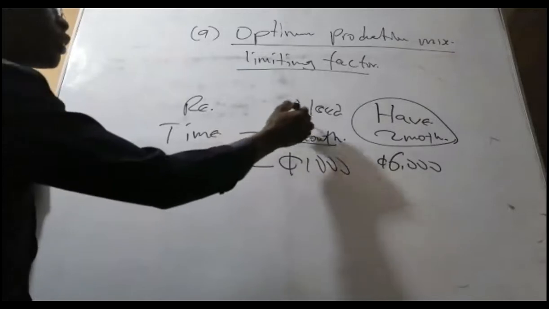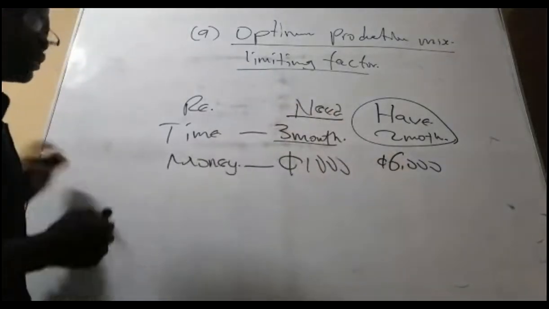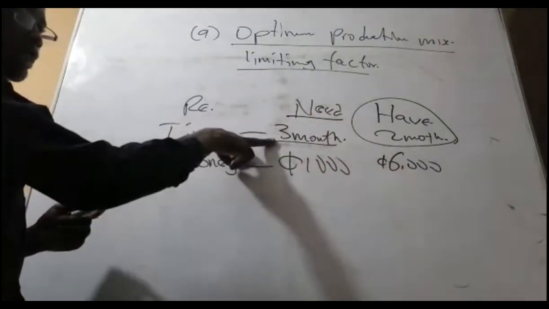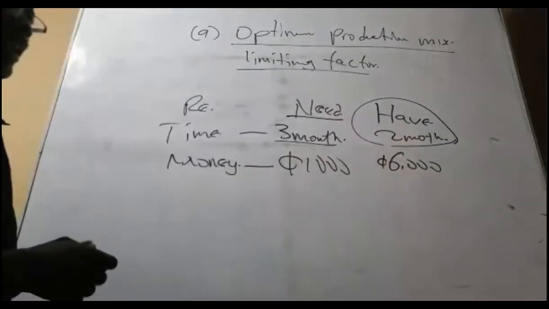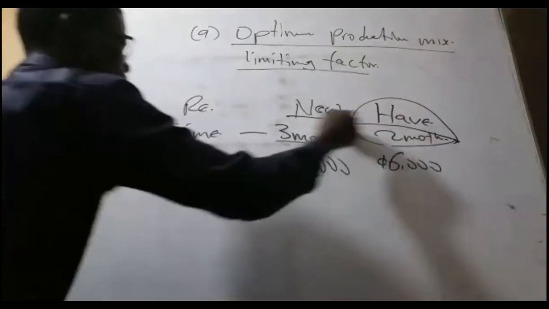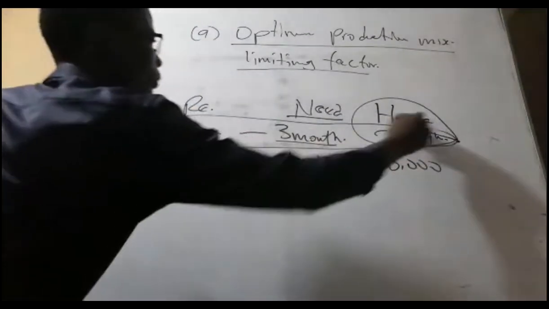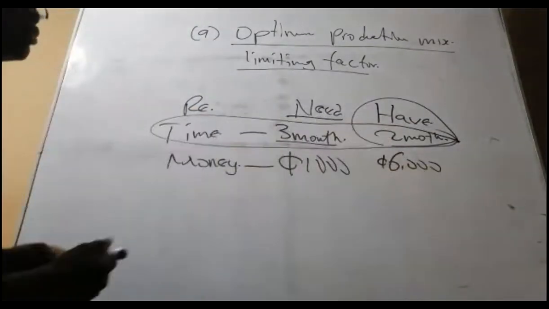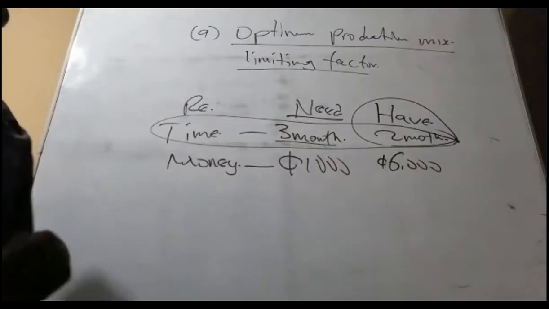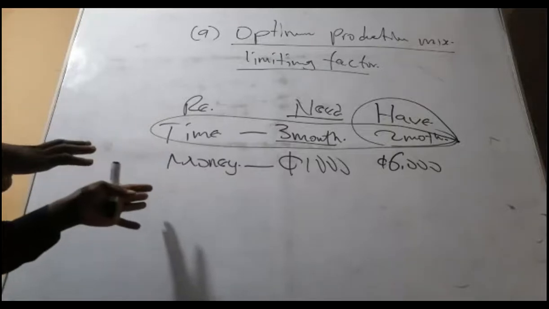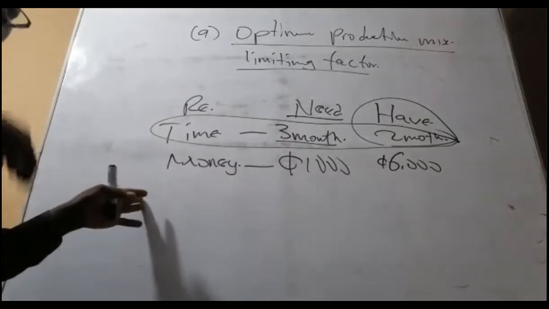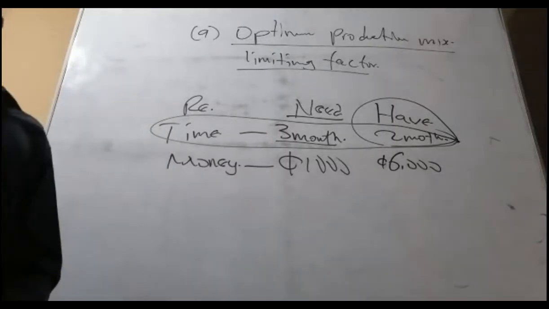Then you write what you need. I need 3 months. Then compare to what you have. I have 2 months there. So this is the limiting factor. Why? Because the 2 months is not enough. That is it. That is all. So you are going to base this assumption or this idea to determine the limiting factor.